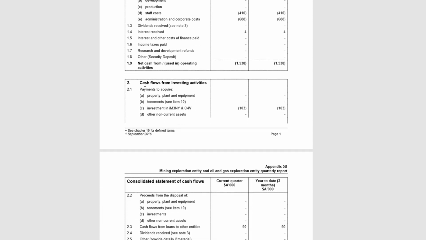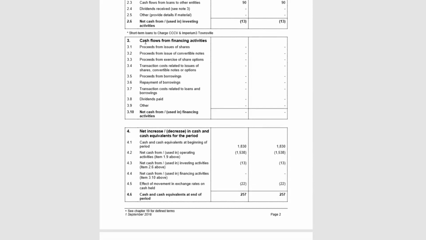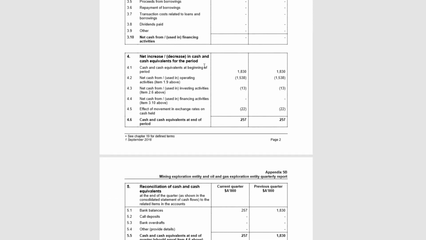And you want to scroll down. Section 2 typically doesn't have much. If it does, just give it a quick read. Section 3 also doesn't have much. You want to check section 3.1. This shows you if any capital raising has occurred. In this case, no. And you'll scroll down to this key part here. You want to see how much money they've had at the beginning of the period, at the quarter. They've had 1.8 mil, and they've spent 1.5.